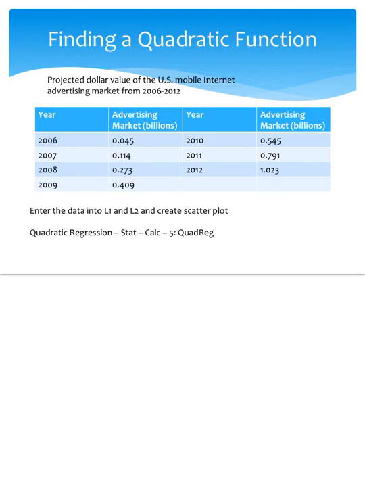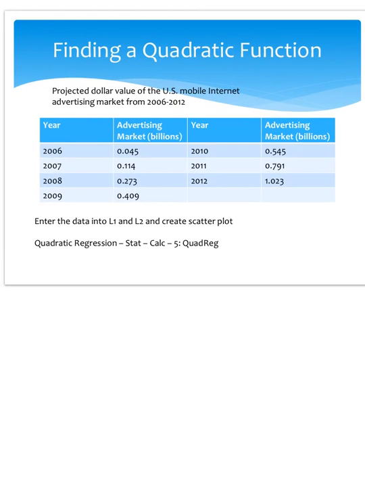Here's the projected dollar value of the U.S. mobile internet advertising market from 2006 until 2012. So we've got year and the advertising market, and then we're repeating that onto the right-hand side. So you're going to do this just like you did linear regression. You're going to enter the data into L1 and L2 on your graphing calculator and create a scatter plot.